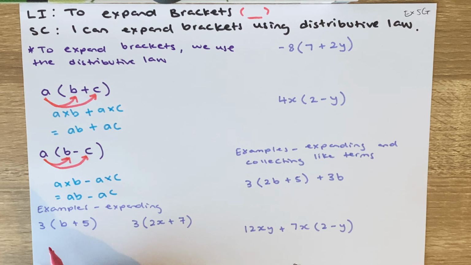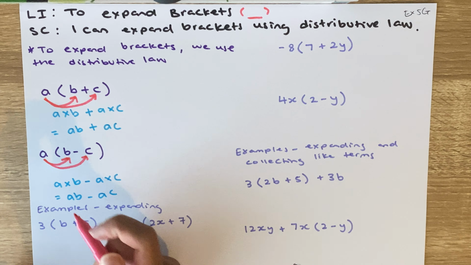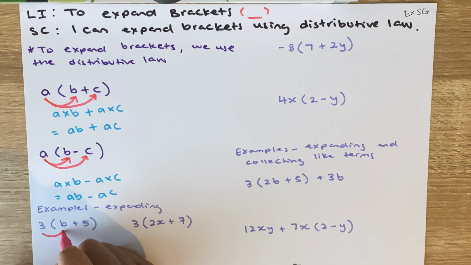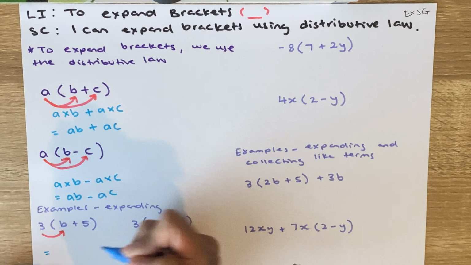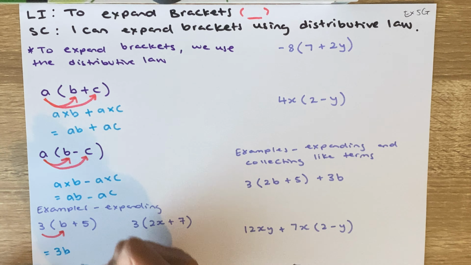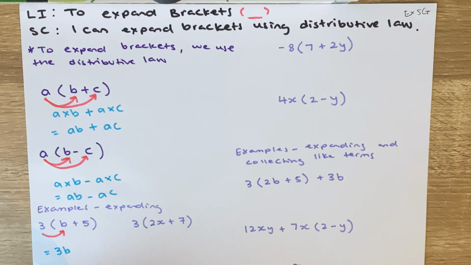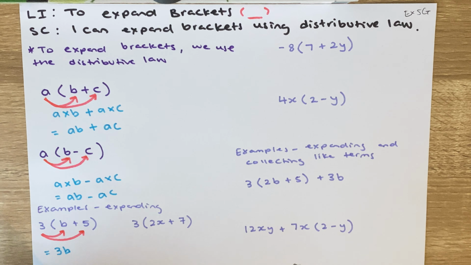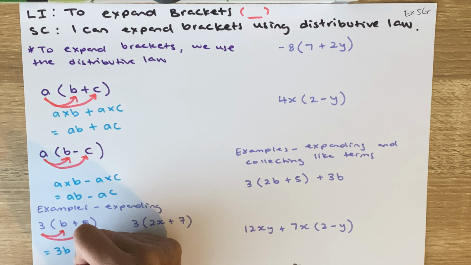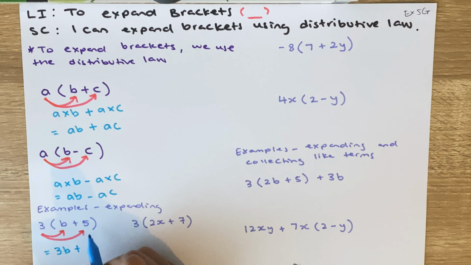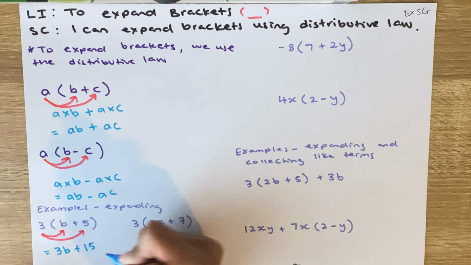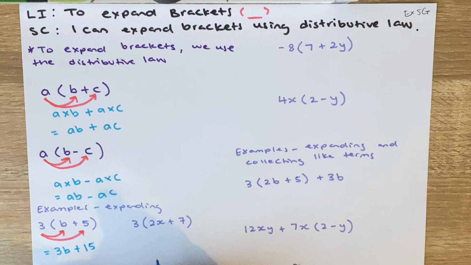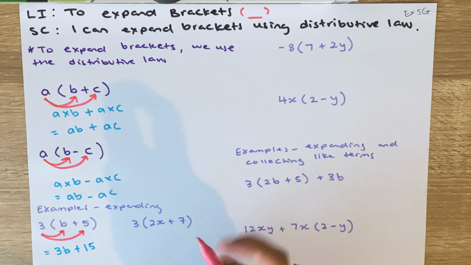All right, so over here, I've got 3 bracket B plus 5 close bracket. So we're going to do outside times by inside. So 3 times by B. 3 times by B is 3B. I can get rid of the times sign. And then I'm going to do 3 times by 5. There's a plus sign, so we're going to go plus. 3 times by 5 is 15. And that is my answer. All right, we'll try another one that's quite similar.